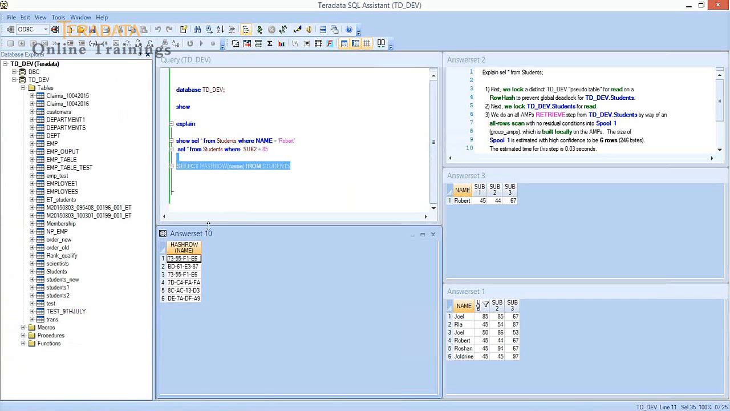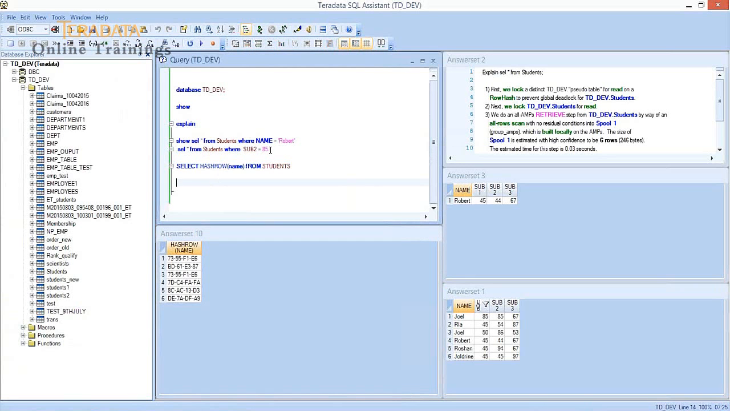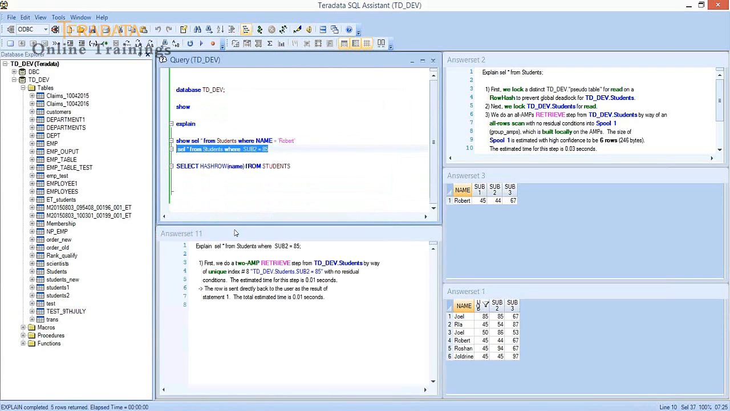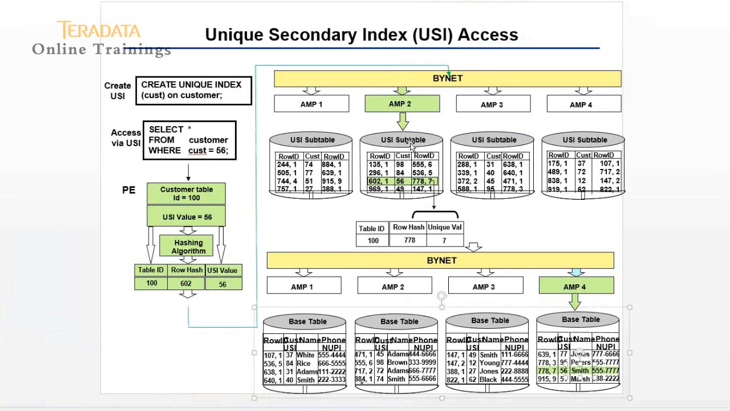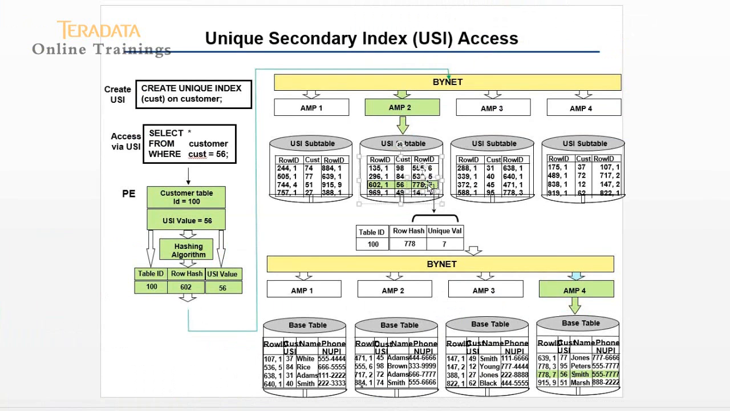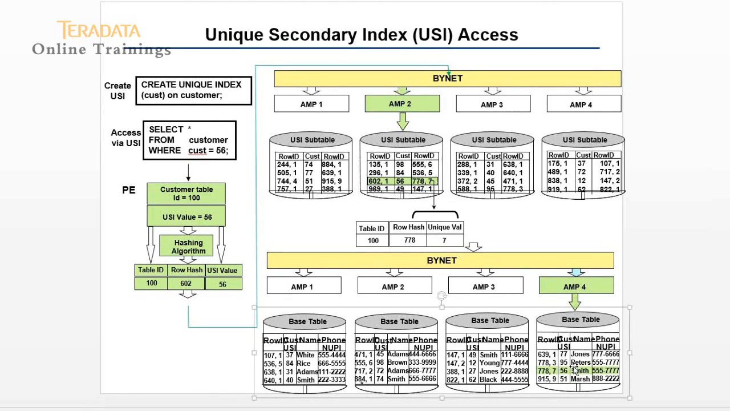So now when I say select star from students where subject is equal to 85, the unique secondary index will be a 2-amp operation. As I told you, there will be 2 amps: one is the subtable and one is the base table. First of all, it will identify the corresponding row ID based on the hash value, and then it will go to the corresponding base table to get the corresponding record.